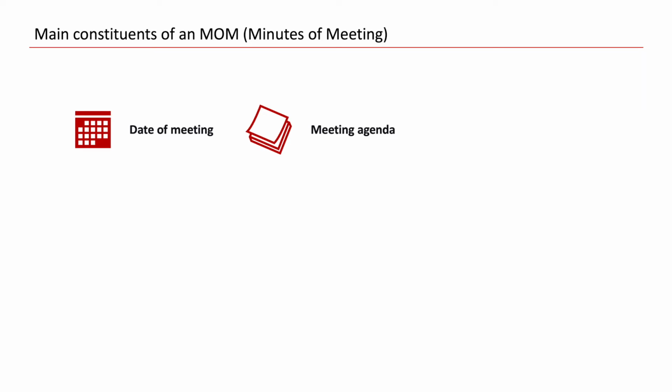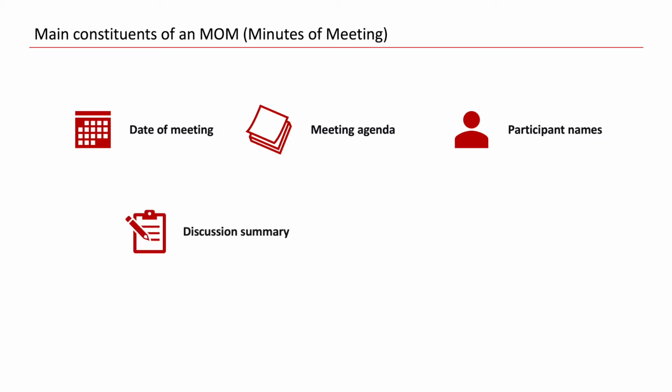Moving on, the third is participant names. If there were fewer participants in the meeting, you can list all their names in the MOM. However, if there were many participants, you can either group them by team names or just mention the team names. To make it easier to read, you should list the names in alphabetical order and put your name at the end of the list.